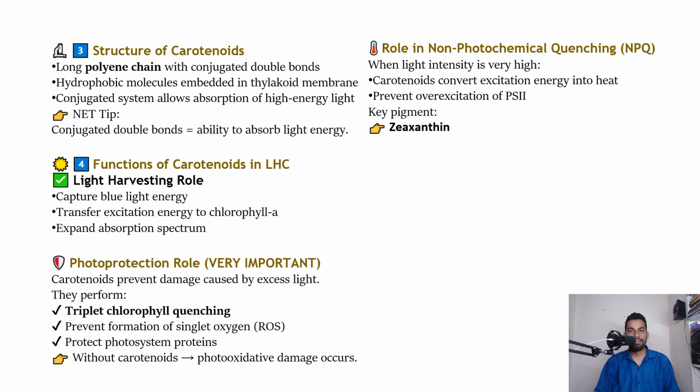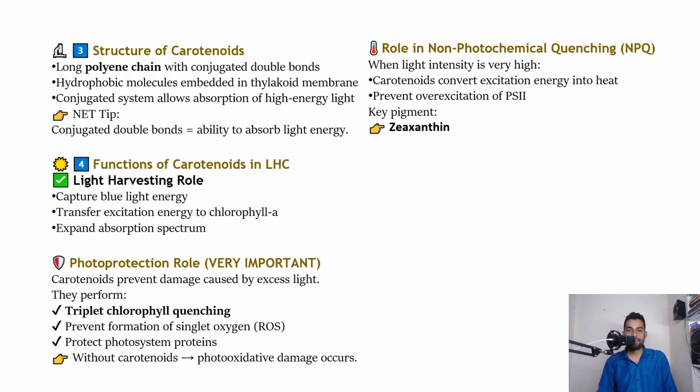We already mentioned many times that it protects the photosystem. So, photoprotection role. Carotenoids prevent damage from excessive light. They perform triplet chlorophyll quenching, prevent formation of singlet oxygen, that is ROS, and protect photosystem proteins. If there are no carotenoids, then photooxidative damage will happen to the chlorophyll.